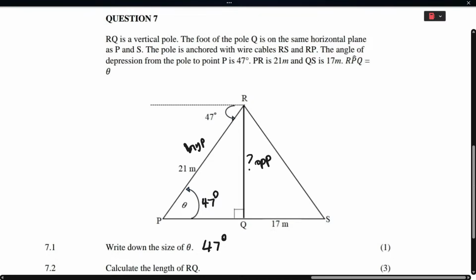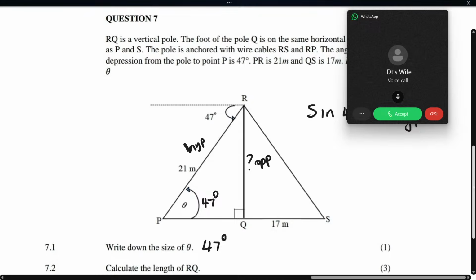Yes, we use sine. So you're going to say sine 47 degrees is equal to opposite over hypotenuse, right?